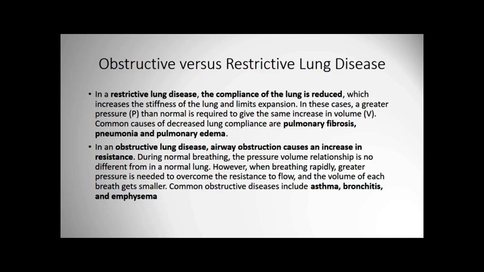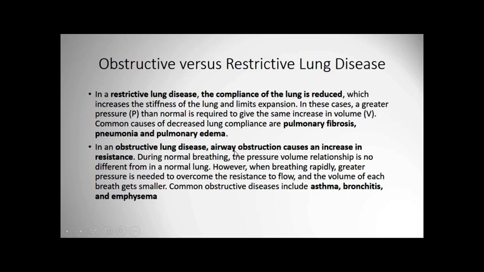A restrictive disease is one in which the compliance of the lungs is reduced, so they don't expand. Remember, compliance is the capacity for expansion. This occurs when there is, for example, increased stiffness of the lungs and limited expansion. These people require a greater pressure to have the same increase in volume. We normally have an X pressure to obtain an X volume; these people require a greater pressure to obtain the same volume. They need a greater respiratory effort. We're going to study some causes of decreased lung compliance, like pulmonary fibrosis, pneumonia, which as you remember produces a consolidation of the lung tissue, and pulmonary edema.